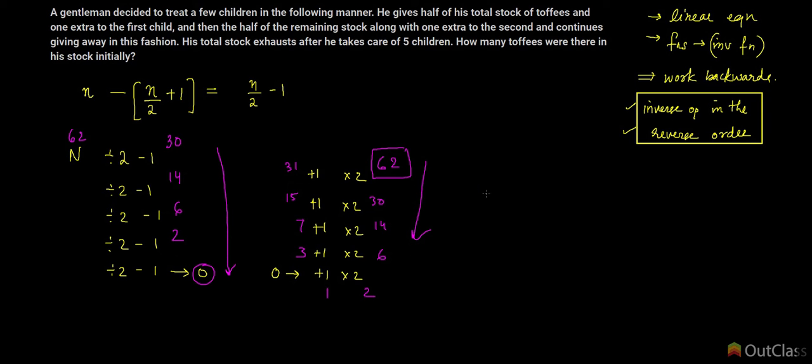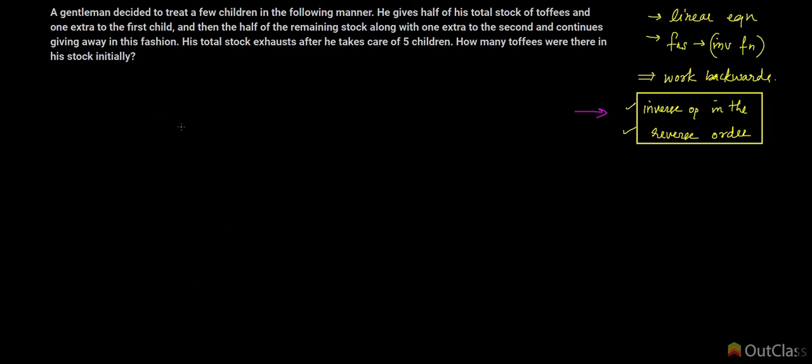What have you done? You've done the inverse operations in the reverse order. Final answer is 62. Now, what was I referring to when I was talking about inverse functions? Again, if you had n and you give n by 2 plus 1, you will have n by 2 minus 1 left. So this is a function. What I have after interaction is a function of what I had before the interaction. So f of n is equal to n by 2 minus 1.